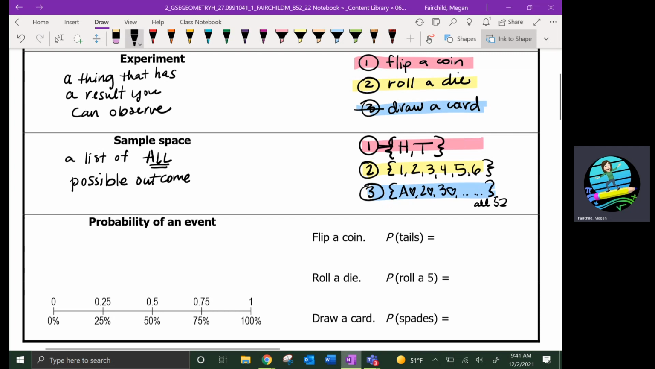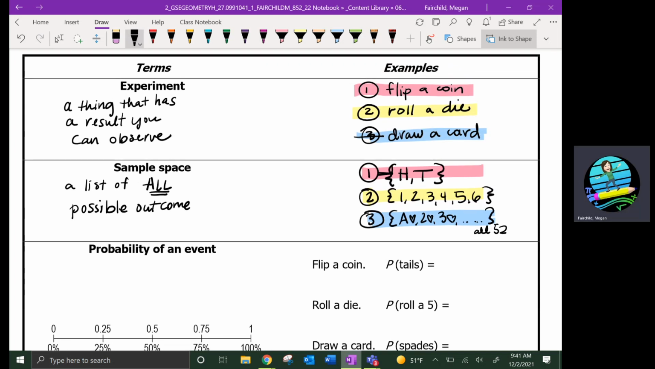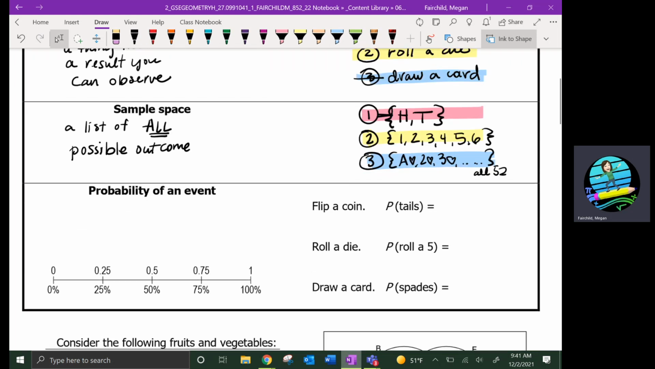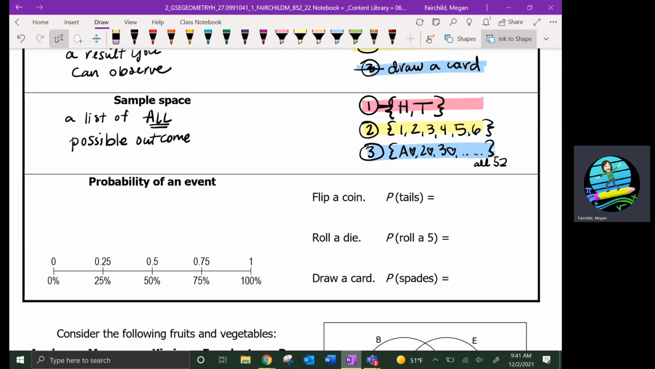All right. Any questions on that first part? Okay. So when they ask for the sample space, you list it all out. Probability of an event. All right. When you see the word probability, there needs to be a little thing in your head that goes off like bing, bing, bing. Probability means a fraction, basically.